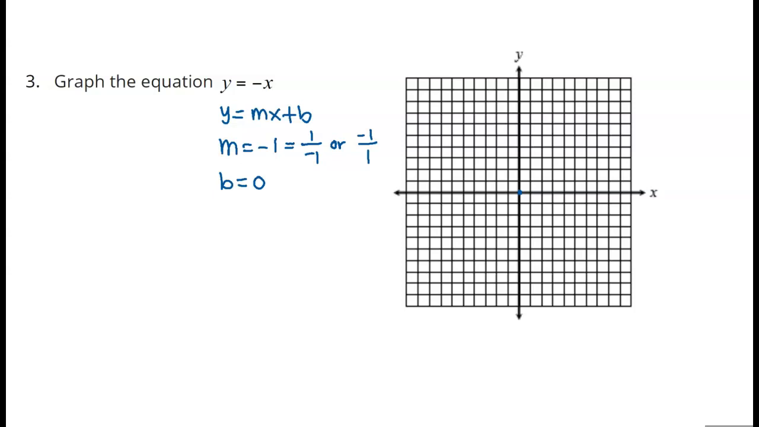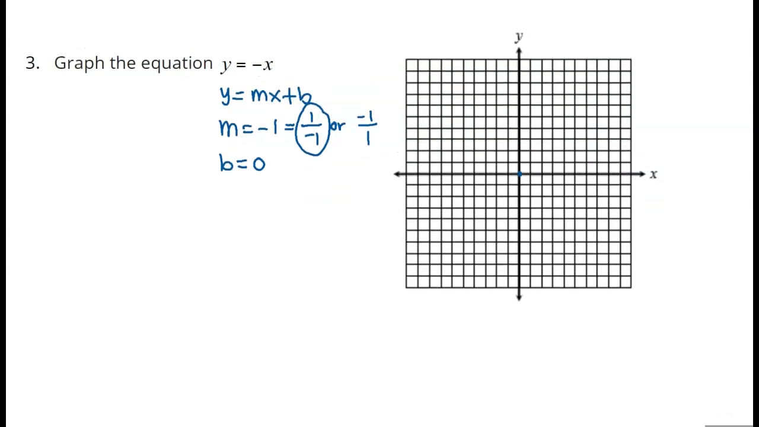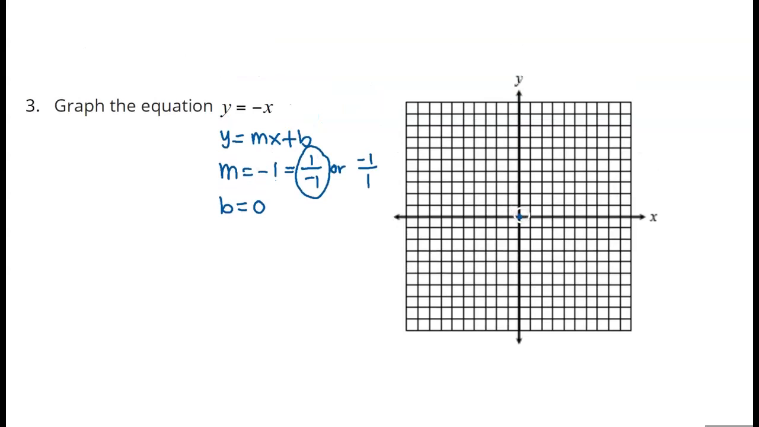So for instance, we are going to consider m equals negative 1, and think of it as 1 over negative 1. That means from our starting point, which in this case is the origin, we go 1 unit up and 1 unit to the left because it is negative. That means this point here is the second point of the line. You just connect these 2 points and then make the extension. This is the graph of the equation y equals negative x.